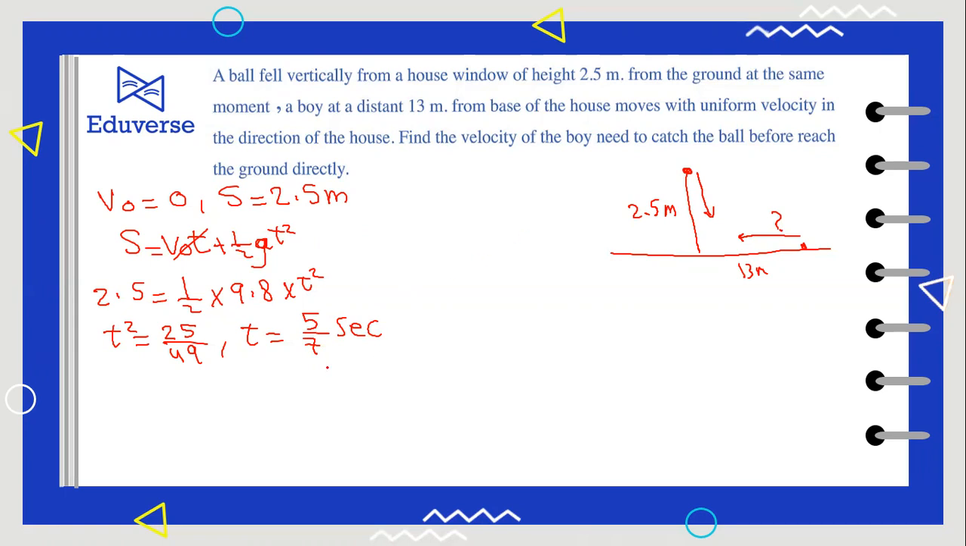The boy must cover 13 meters in this time. What is the velocity needed? Velocity equals the distance divided by time. The distance of 13 meters must be covered in 5 over 7 seconds. Then he must move with this velocity to catch the ball before it reaches the ground. Okay.